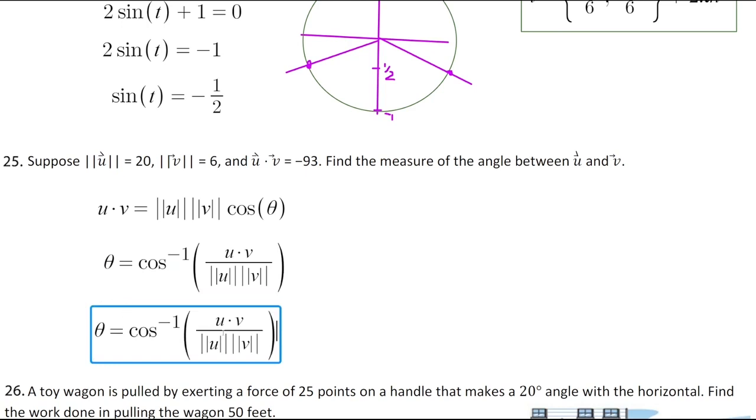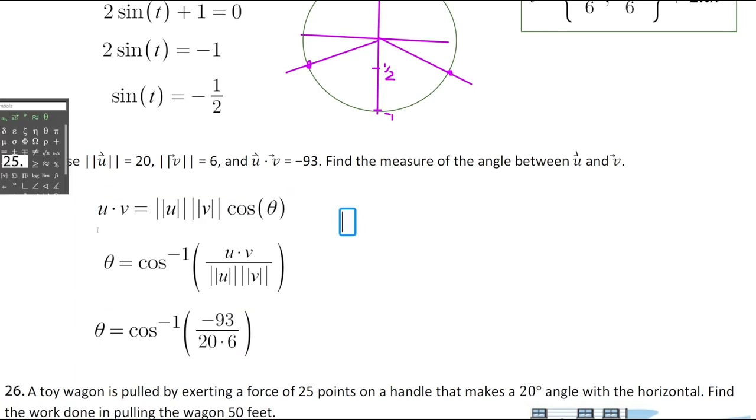And so we can just fill in here negative 93. Magnitude of u is given as 20. Magnitude of v is given as 6. And then just toss this all into the calculator, and that will give us the angle. So let's pull up the calculator and see what we get here.